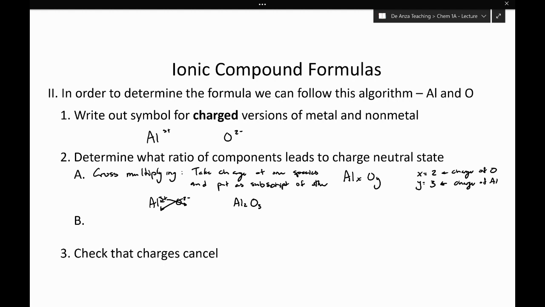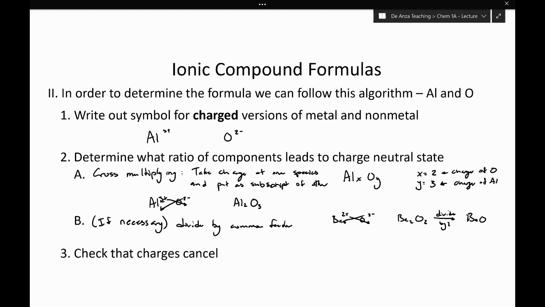Once we've done this cross multiplication, where we wrote each of them next to each other and then took the charges and multiplied them across to put them in the subscripts, then if necessary, divide by a common factor. We would see this if we had something like barium and oxygen. We look up in our table and see that barium has a 2 plus and oxygen has a 2 minus. If we cross multiplied those, we'd get Ba with 2 from the 2 minus on oxygen, and oxygen with 2 from the 2 plus on barium. Each of these has a 2 as a subscript, so if we divide both subscripts by 2, we'd get BaO, which is our simplest, most reduced form for barium oxide.